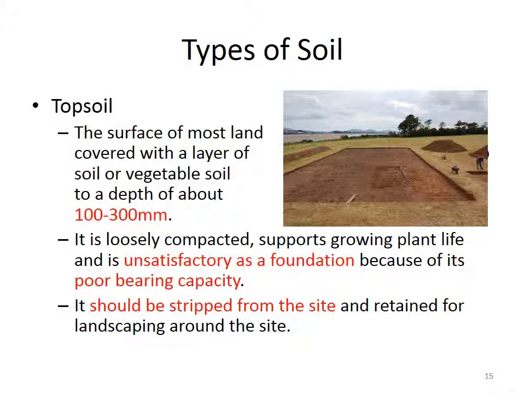Types of soil. Topsoil. The surface of most land is covered with a layer of soil or vegetable soil to a depth of about 100 to 300 millimeters. It is loosely compacted, supports growing plant life, and is unsatisfactory as a foundation because of its poor bearing capacity. It should be stripped from the site and retained for landscaping around the site. So the first thing we do is strip off the top 300 mil of topsoil wherever the building is going.